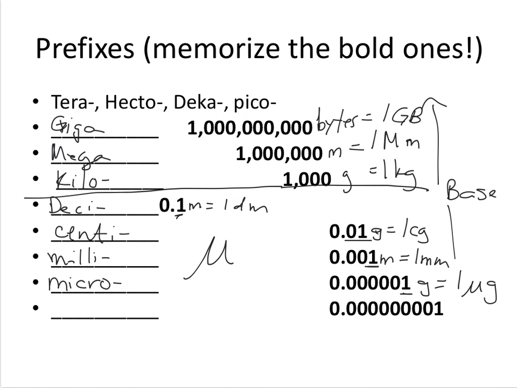Now the last one, this is a billionth, and that's nano. So if you hear about nanoparticles, they're talking about particles that are on the scale of a billionth of a meter. So a billionth of a meter is 1 nanometer. Okay? So those are the prefixes for the metric units.